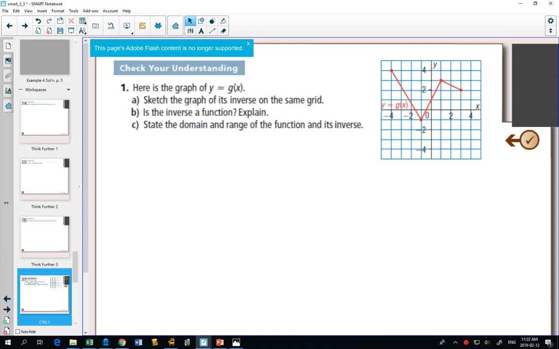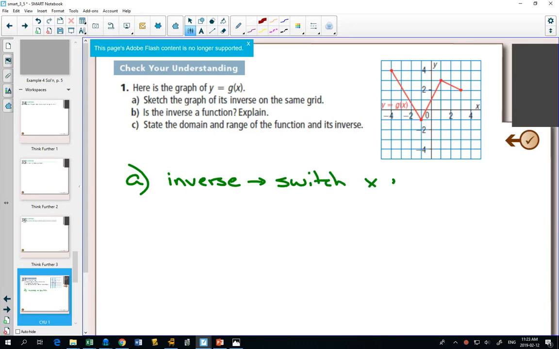Here's the graph of g of x. Sketch the graph of the inverse on the same grid. So for A, when you see the word inverse, you're going to go back to those notes that we wrote on the side and think about everything that it means. The key thing is that you're just going to switch your x and y coordinates.